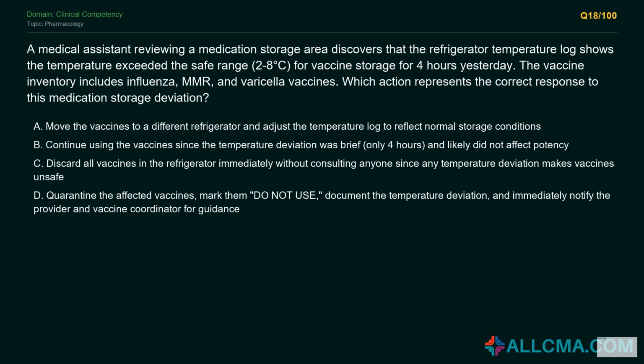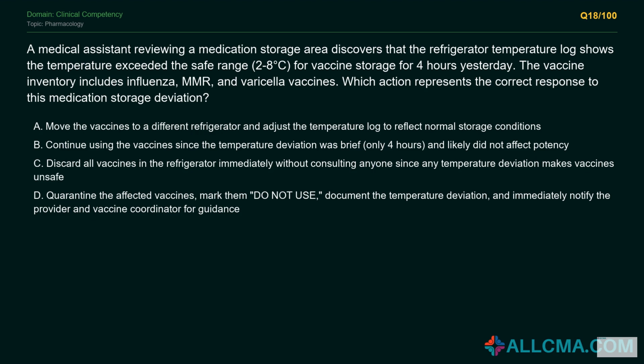Question 18. A medical assistant reviewing a medication storage area discovers that the refrigerator temperature log shows the temperature exceeded the safe range, 2 to 8 degrees Celsius, for vaccine storage for 4 hours yesterday. The vaccine inventory includes influenza, MMR, and varicella vaccines. Which action represents the correct response to this medication storage deviation?